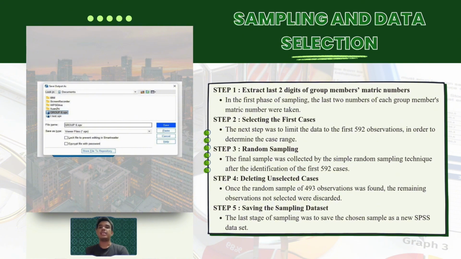Step 4. Deleting unselected cases. Once the random sample of 493 observations was found, the remaining observations not selected were discarded. Step 5. Saving the sampling dataset. The last stage of sampling was to save the chosen sample as a new SPSS dataset. That's all from me. Thank you.